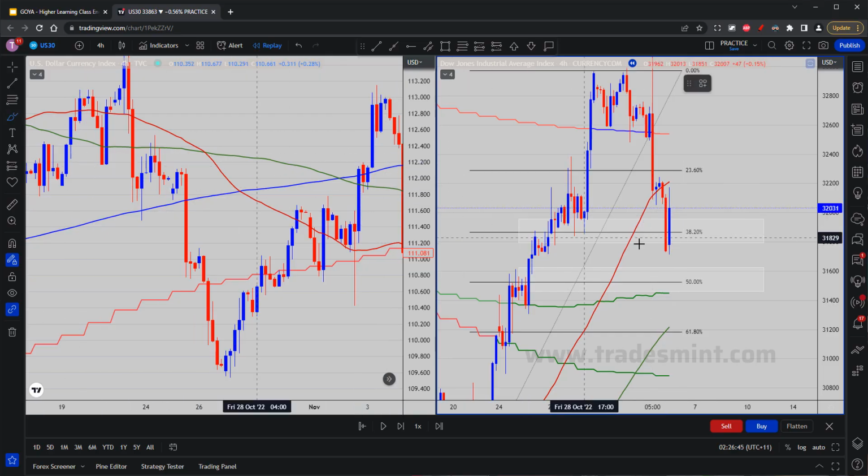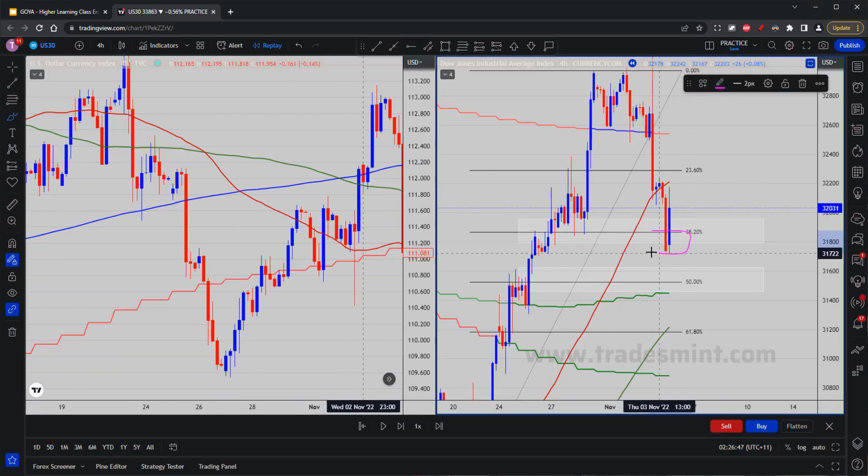So this whole section here is basically leaking. We are leaking from the fib level. We're leaking from this area of confluence, of support, of wicks, of volume. We went below, okay? But the next candle, we came back, closed and reversed, and we basically closed around 32,000 above the 38.2, okay? So now what's the next step?